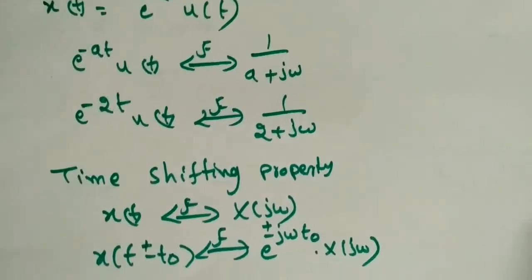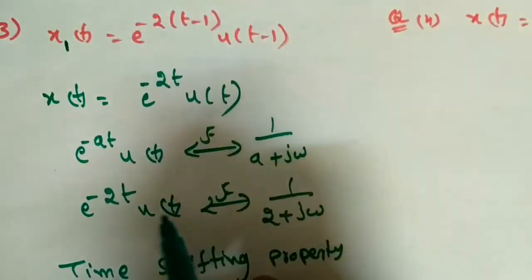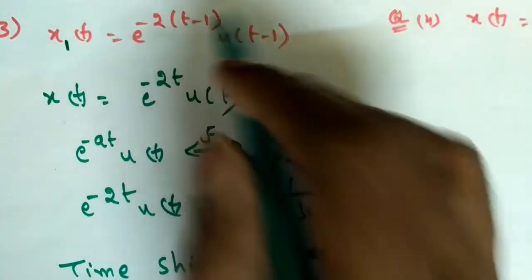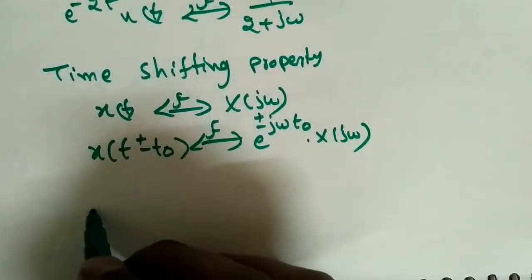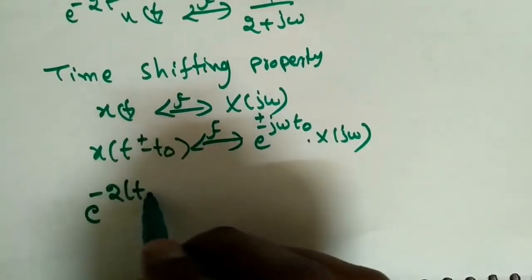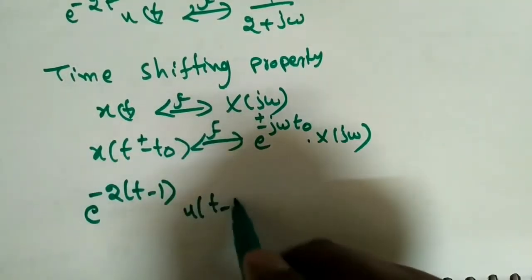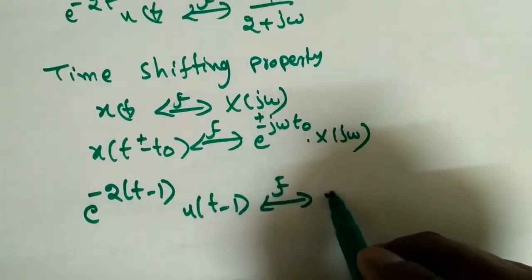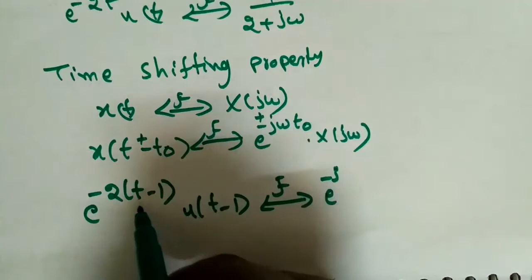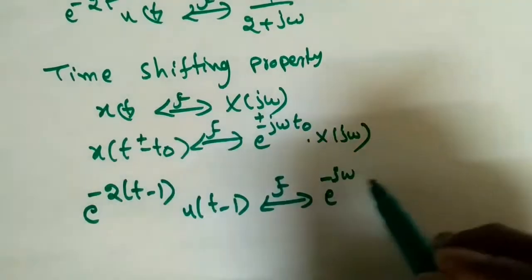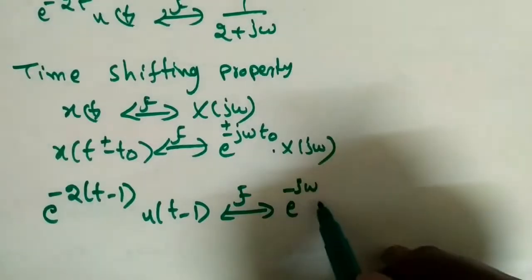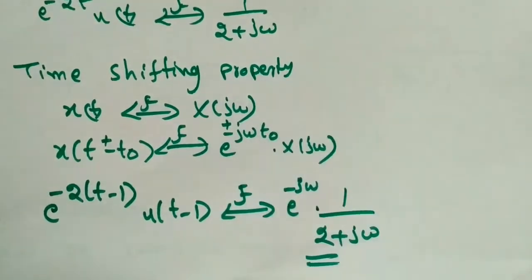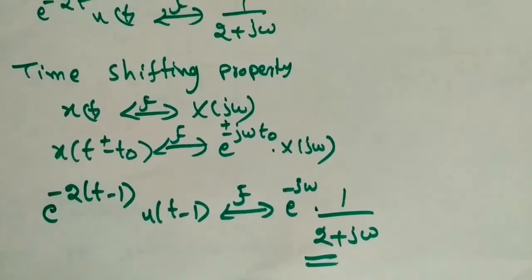Now, we need to use that property here. Now, see, e power minus 2t u of t we got. Now, it is shifted by t minus 1, right? A minus. So, what we will get directly is e power minus 2 of t minus 1 into u of t minus 1. Now, what is the Fourier transform? Simply e power minus j omega. What is the t naught? 1 only. So, e power minus j omega into 1 by 2 plus j omega. That's it. As simple as that. Right?